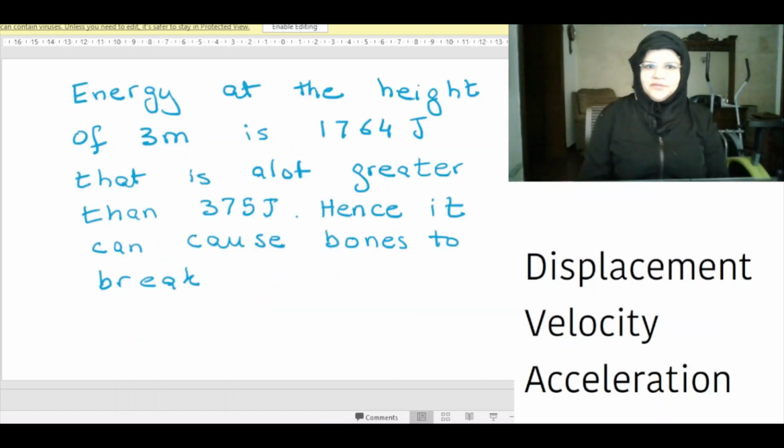Energy at the height of 3 meters is 1764 joules. That is a lot greater than 375 joules, which is the energy for the bone to break. Hence, it can cause bones to break.